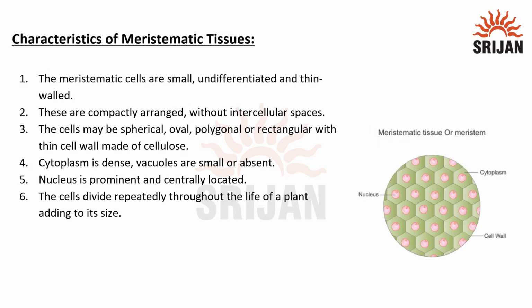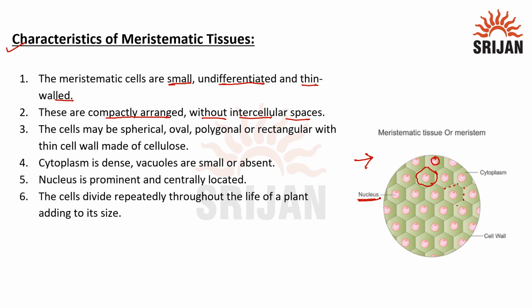Now we can see the characteristics of meristematic tissue. These meristematic cells are small, undifferentiated and thin walled. Please observe in the image that these are very small cells and their cell wall is very thin. You can see this pink colored part, which is nothing but the nucleus. They are very compactly arranged, so we cannot see any intercellular spaces between them. Being compactly arranged, intercellular spaces are absent.